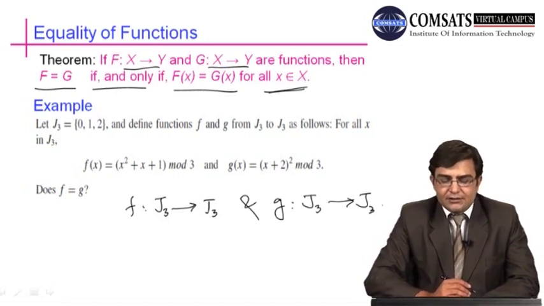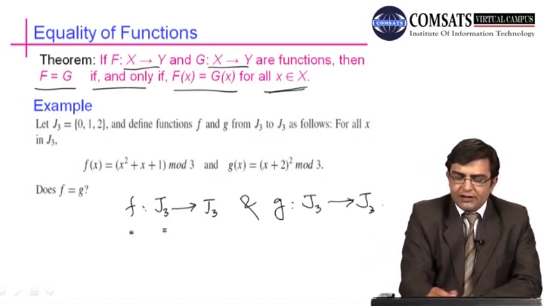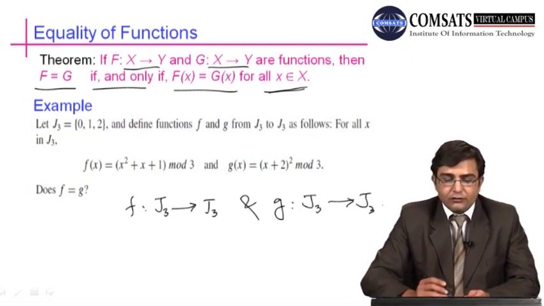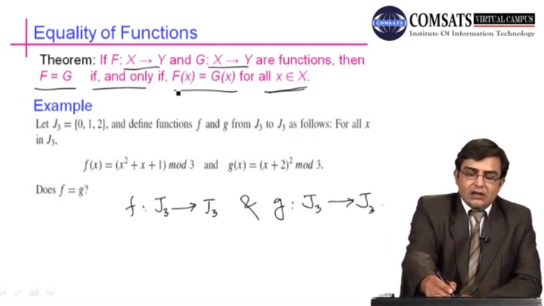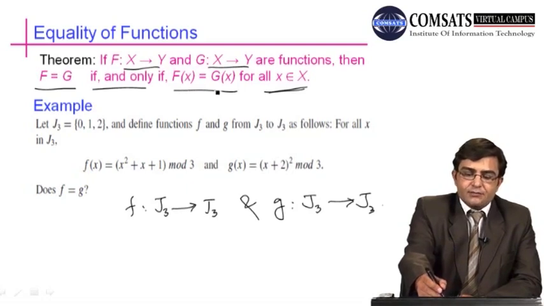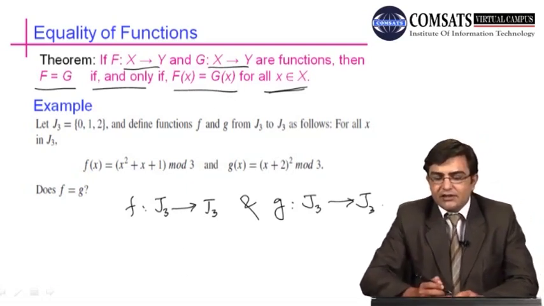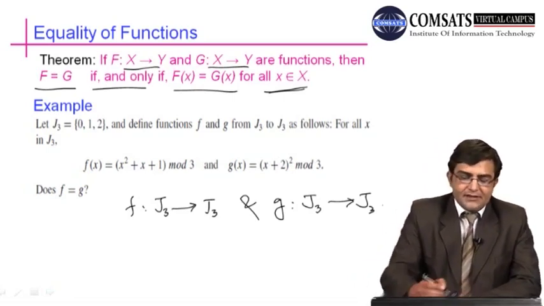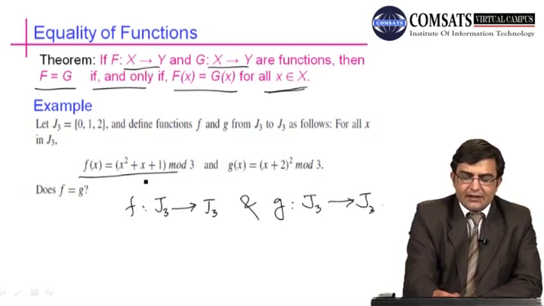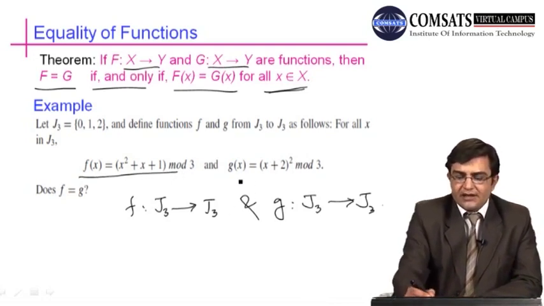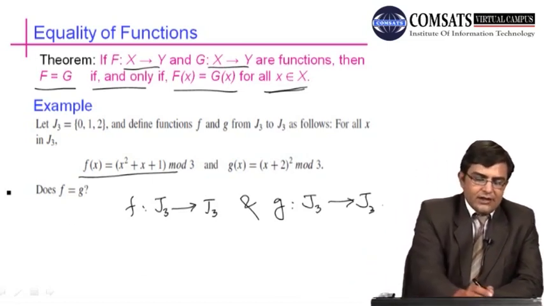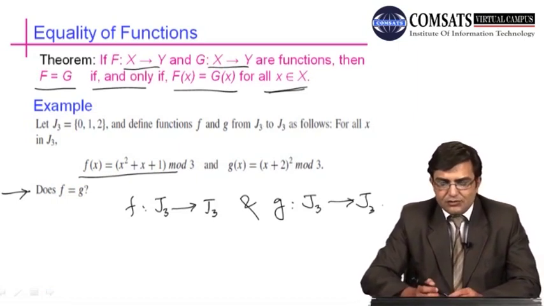The first thing is to check whether the two functions are defined on the same sets. Yes. Now we go further. We will try to find the images of both functions and see whether the images for all x belonging to X are the same or not. f is defined like this: f of x is equal to x squared plus x plus 1 mod 3, and g of x is x plus 2 whole squared mod 3. So is f equal to g or not?